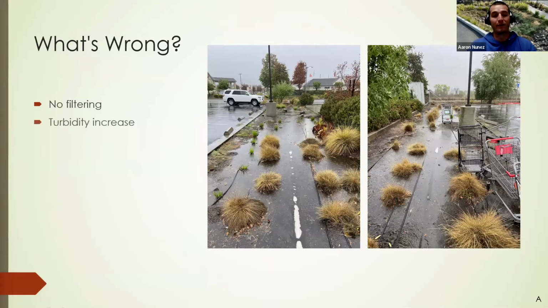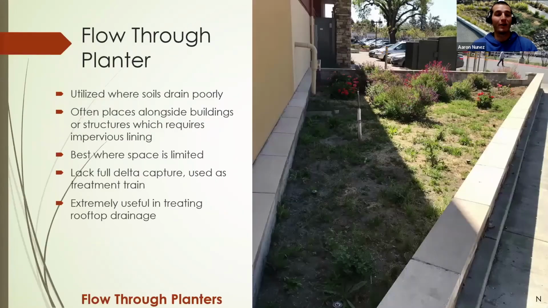No filtering by the vegetation whatsoever, or at least very minimal. Again, turbidity increase in the water, and with that you're seeing more and more erosion. And clearly, it's a feature that's not being well taken care of. You see the trash and the shopping carts as well. So just another example: if you're not maintaining these features correctly, they can do more harm than good.